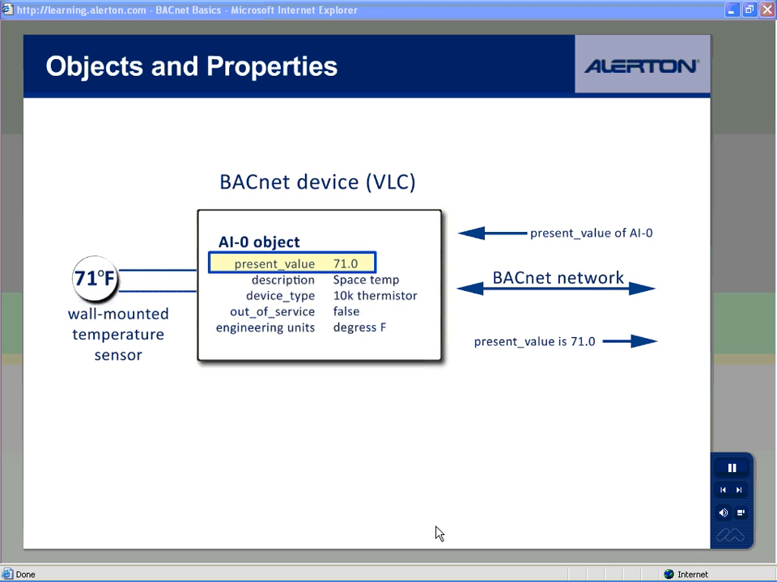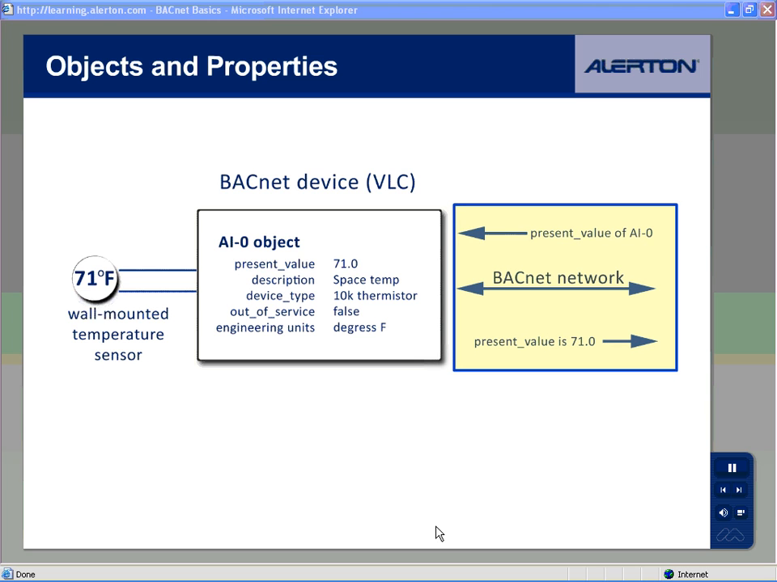Inside the square are some of the properties of the AI0 object. The present value property has a value of 71. Some of the other properties are the description property, space temp, the device type, 10K thermistor, the out-of-service flag, false, and the engineering units, degrees Fahrenheit.